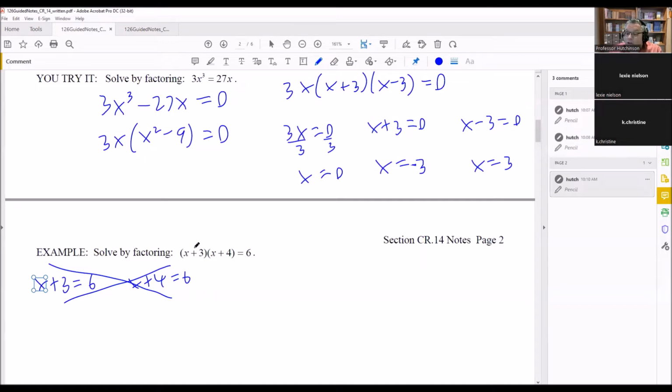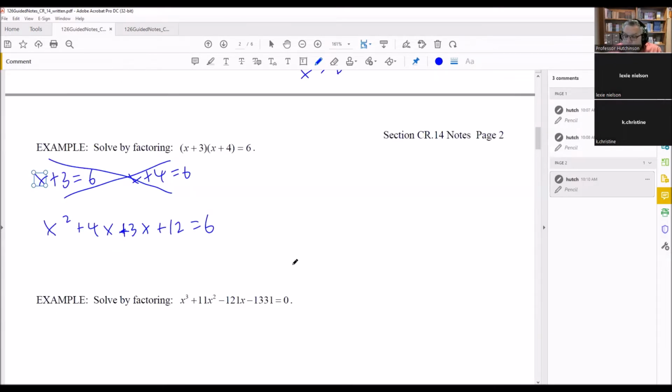So these kind of problems, you don't want to set it up like this. Instead, you need to multiply all this out and then bring everything all over and set it equal to 0. That's the way you want to do these. So let's go ahead and FOIL this out. We're going to do x times x is x squared. And then x times 4 is 4x. We'll do the inner terms. These here, 3 times x is 3x. 3x there. And then we have 3 times 4 is 12. And it equals 6.